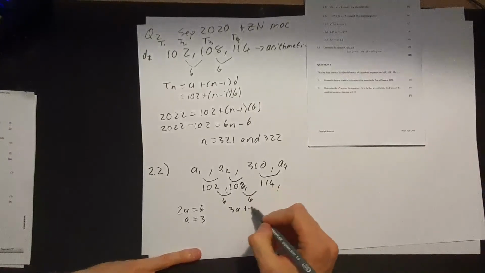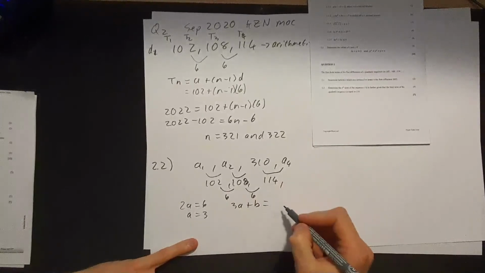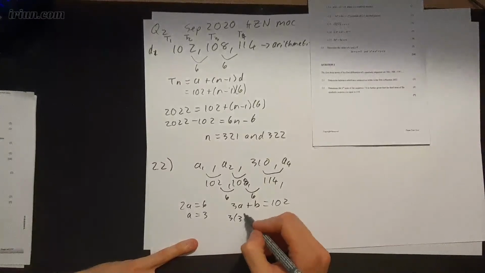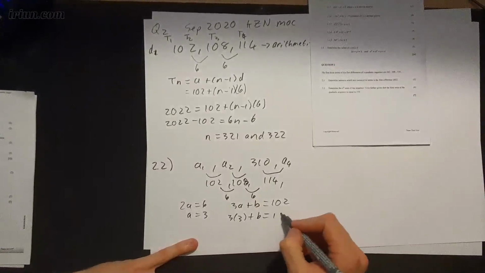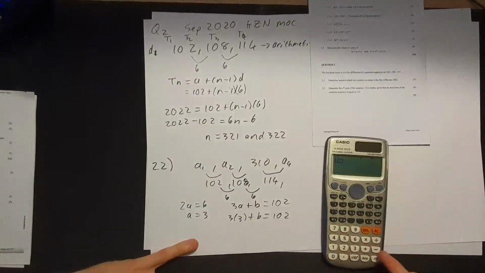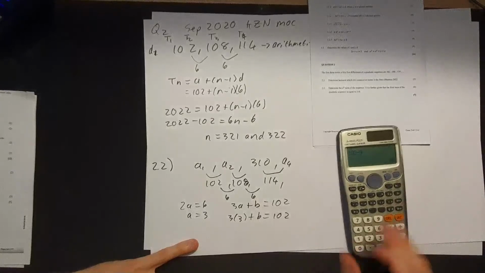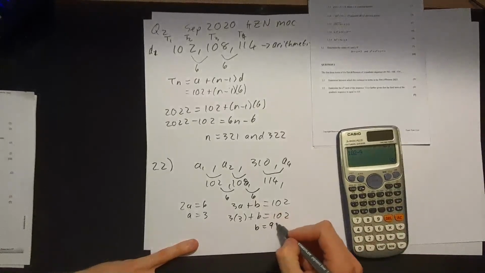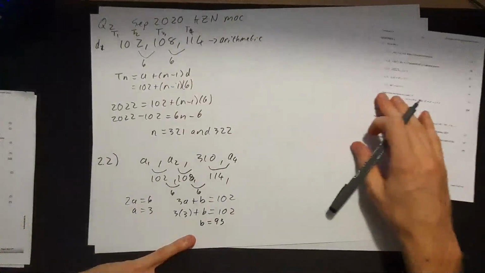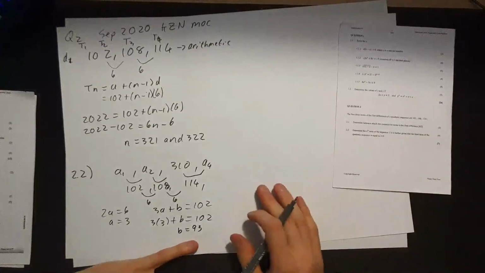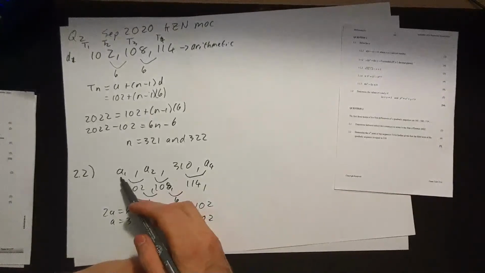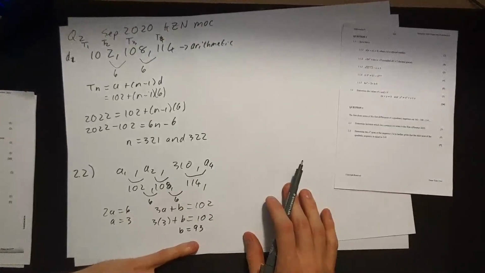So 3a plus b equals 102. So 3 times 3 plus b equals 102. Okay, and if we solve that, we're going to have 102 minus 9, b equals 93, pardon me. Okay, now the next thing that we have to solve for is c. But what don't we have? We're sitting with a problem here that we don't have a1, which means we can't solve for c.